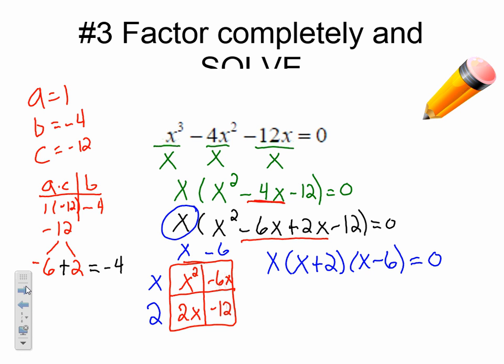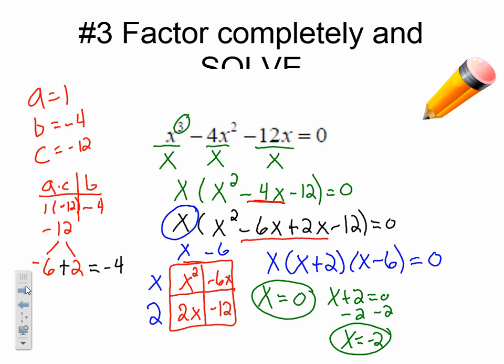Now we set each one of these equal to 0. So x equals 0. One solution. We need 3. X plus 2 equals 0. Minus 2 on both sides. X equals negative 2. Second solution.